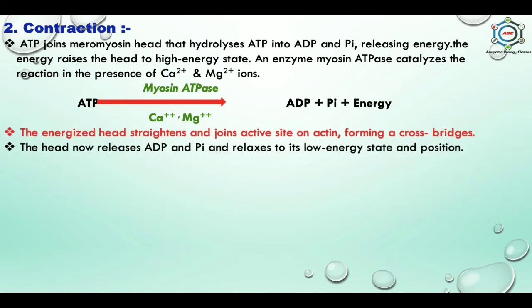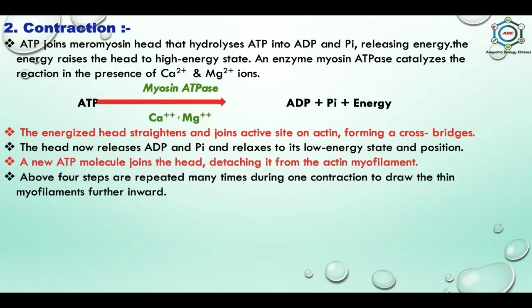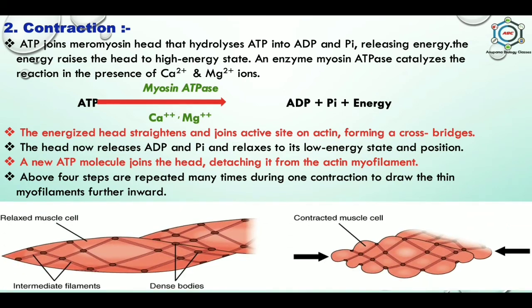Then the energized head is strained and joins the active site on actin, forming a cross bridge, and the head now releases ADP and the inorganic phosphate and relaxes to its low energy state and position. A new ATP molecule joins the head, detaching it from the actin myofilament. The above four steps are repeated many times during one contraction to draw the thin myofilaments inward. So in this picture you can see a relaxed muscle cell and after that a contracted muscle cell.